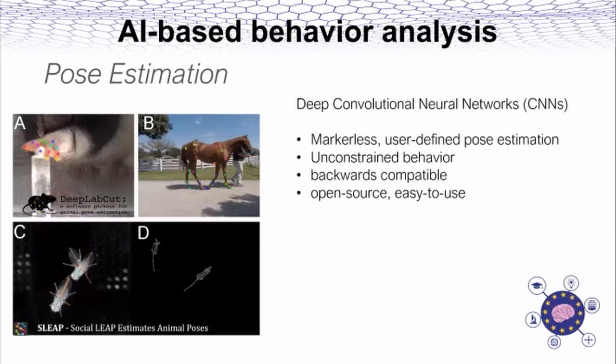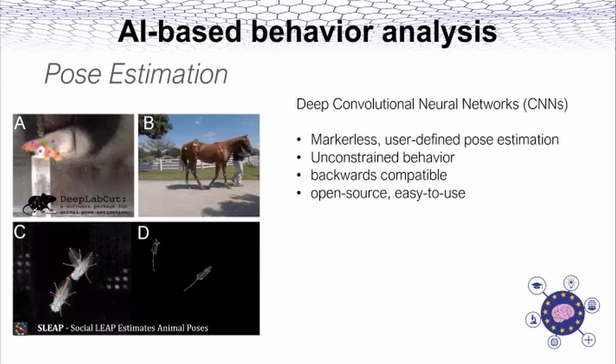Especially these convolutional neural networks have revolutionized motion tracking or pose estimation to a point where we are now able, as researchers with a very limited or very minimal data set, to define key points of interest and then go forward with markerless pose estimation.